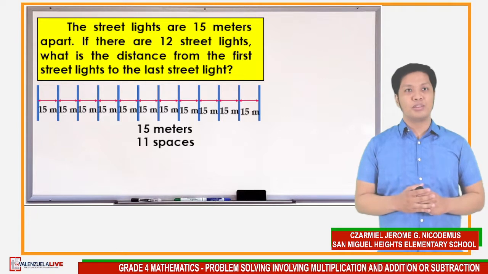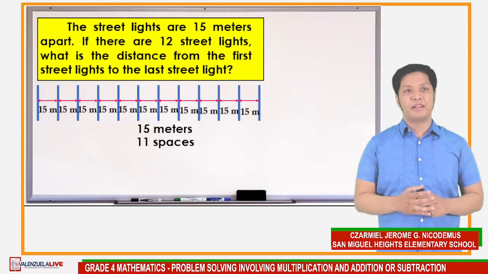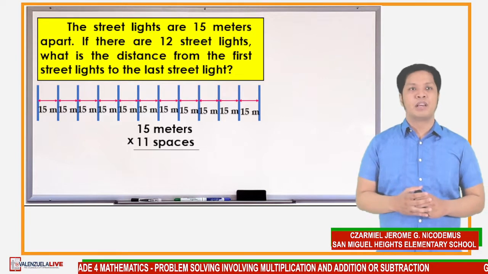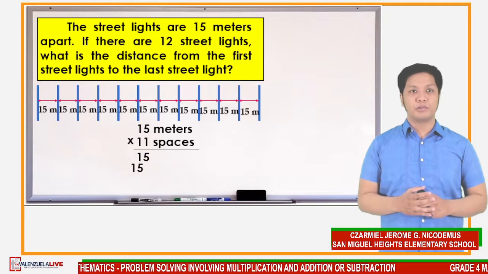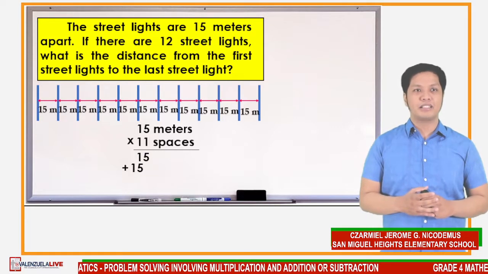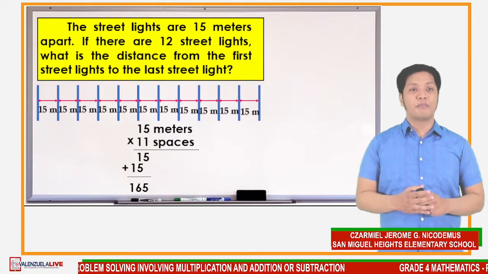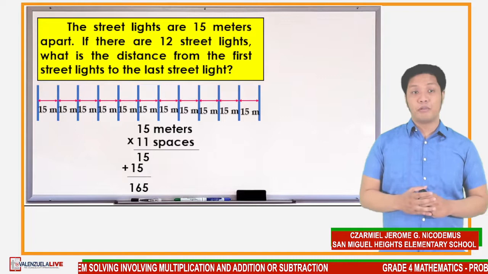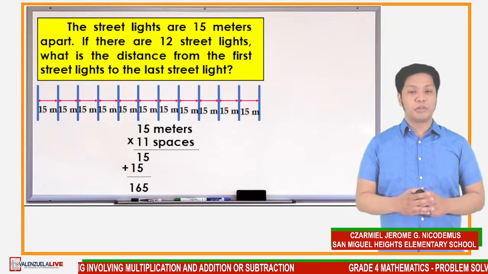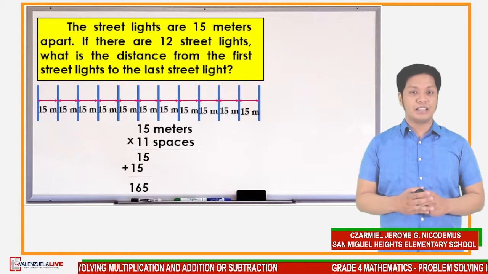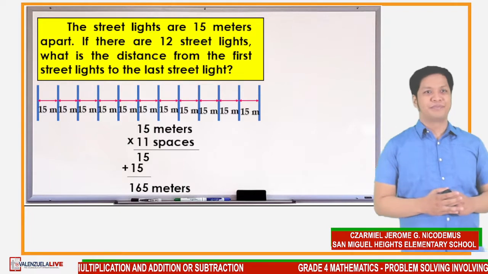So we just need to multiply 15 by 11. So 15 times 11. 15 times 1 equals 15. Again, 15 times 1 equals 15. So add the partial products. Bring down 5. 1 plus 5 equals 6. Bring down 1. So the distance between the first and last street light is 165 meters.